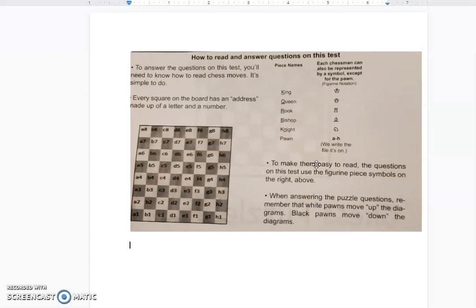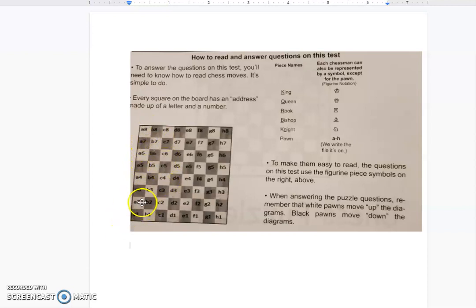To answer the questions of the test, you'll need to know how to read chess moves, which is chess notation. It's simple to do. Each square on the board has an address made up of a letter and a number. There are 64 little squares on a chessboard, and each of those 64 squares has a code. The columns go by the letters of the alphabet: A, B, C, D, E, F, G, H. And the rows are numbered 1, 2, 3, 4, 5, 6, 7, 8.